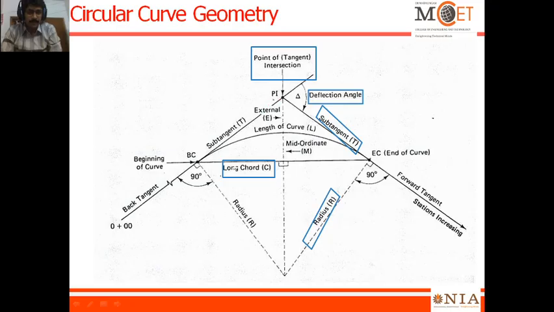Point of intersection is where the tangents meet. I have already mentioned the deflection angle and the length of the curve. One more new term: the distance from the curve center to the long chord center is called the mid ordinate. And this tangent continues and moves in the forward direction, so it is the forward tangent. Here is the end of the curve, that is T2, the point of tangency. I hope you can remember.